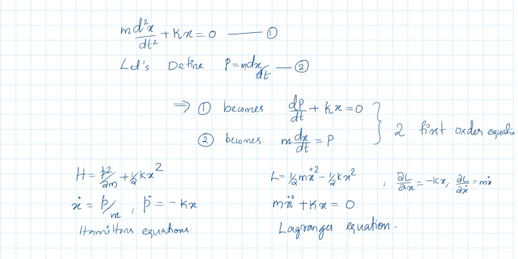And this definition 2, you can write it as m dx by dt equal to p. So these are two first order ordinary differential equations, and these two are equivalent to this second order ordinary differential equation. Okay, this is a simple mathematical way to split a second order ODE into two first order ODEs. This is exactly what we are doing in Hamiltonian dynamics.